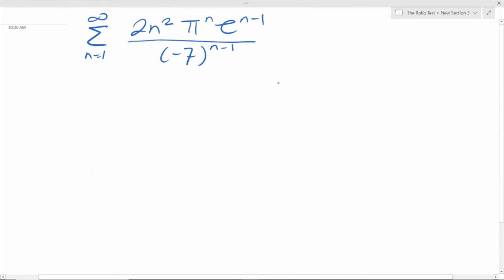as to whether the series converges or diverges using the ratio test. So using the ratio test, we have to find the limit as n goes to infinity for the absolute value of a sub n plus 1 over a sub n. And here, if we do a sub n plus 1, we're just adding 1 simply to all of these n's. So we're going to do that.